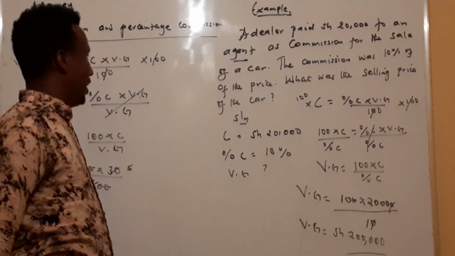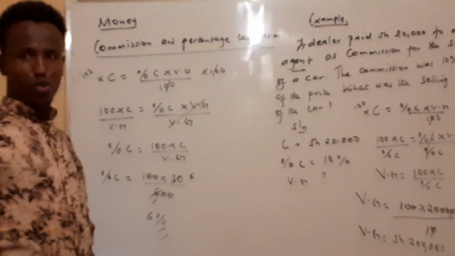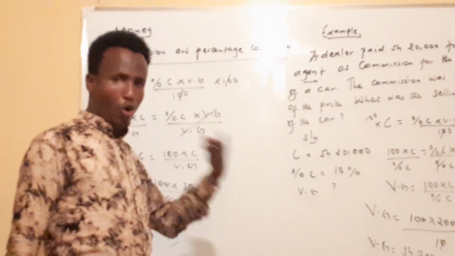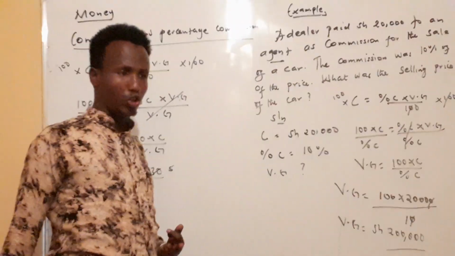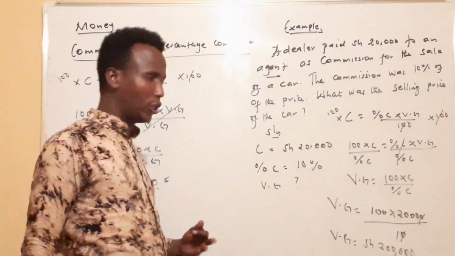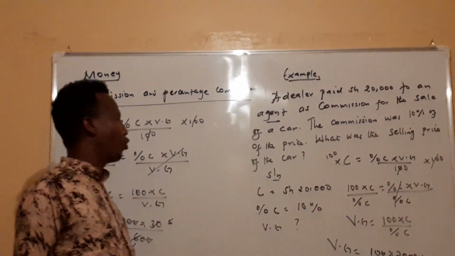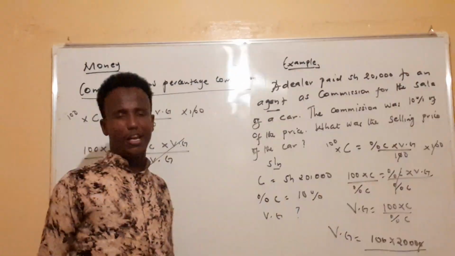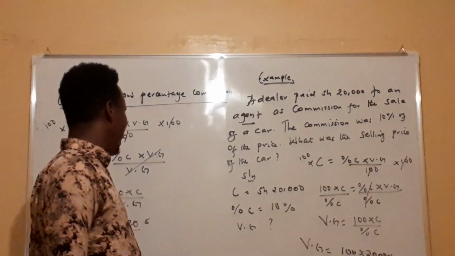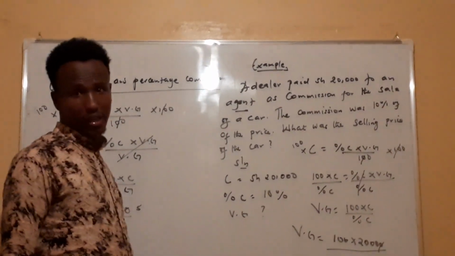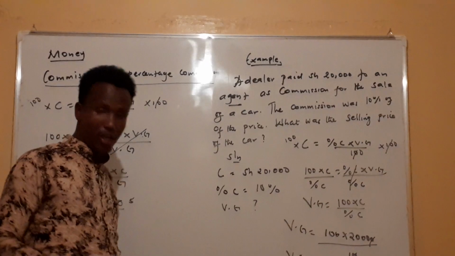Then in our next class of commission, we are going to see the more complex part of commission, where we are going to see what you normally call total earning, which is given by basic salary plus commission, plus other related concepts of commission, which is very much examinable. Otherwise, I wish you the best. Then you will catch up with us in the next class, God willing.